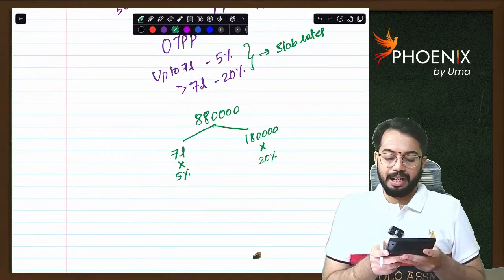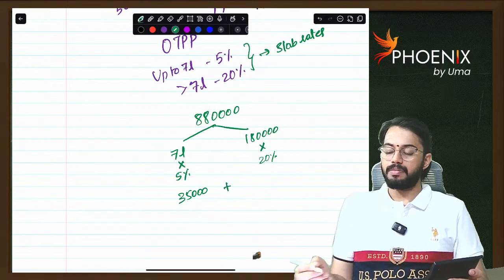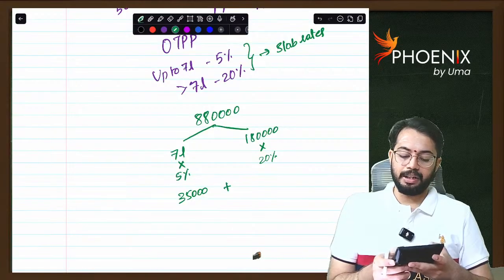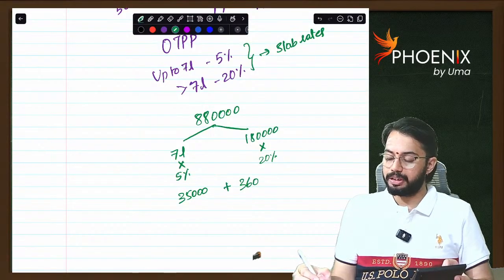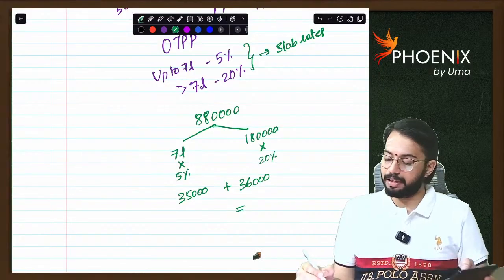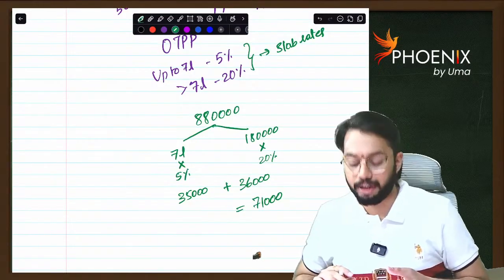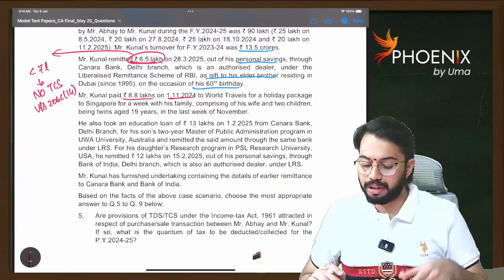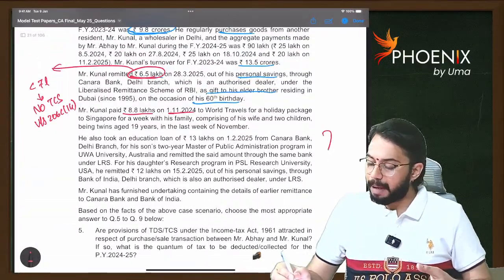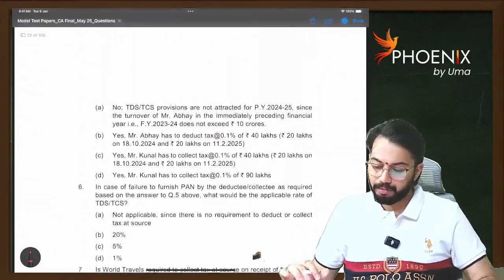So 7 lakh into 5%, how much? 35,000 plus 1,80,000 into 20%, how much? 36,000. So 36,000 plus 35,000, 71,000 is the TCS that is required to be collected under section 206C 1G. Okay. See, this part we will see a little later. Come to the questions.